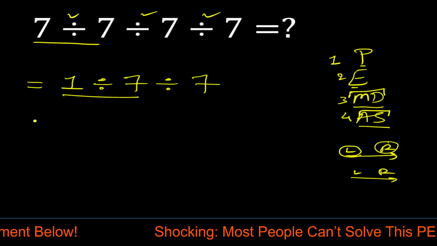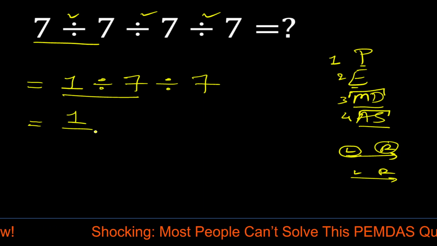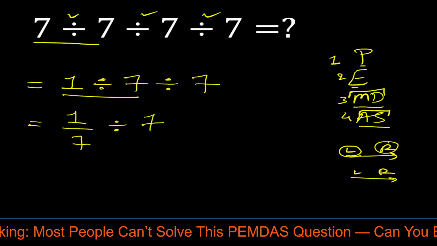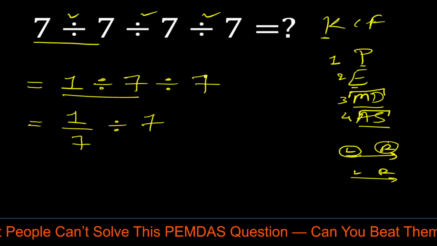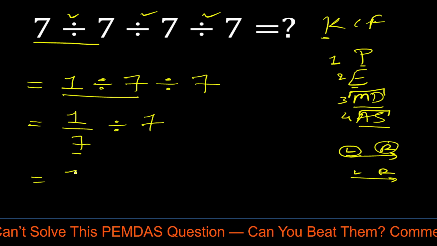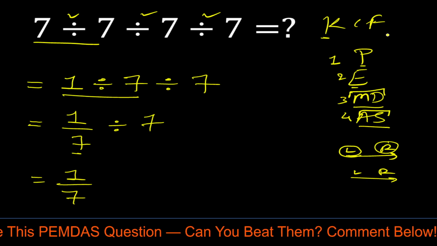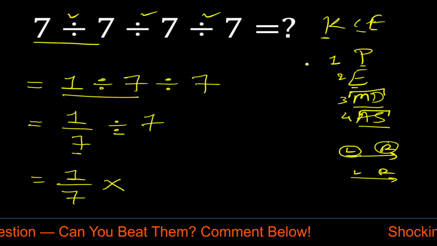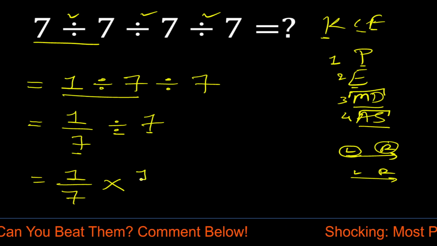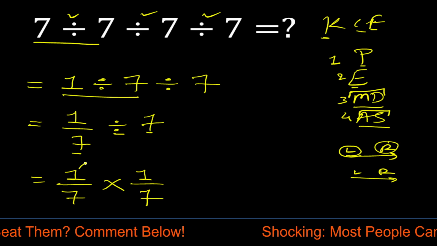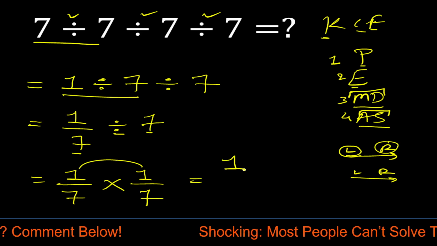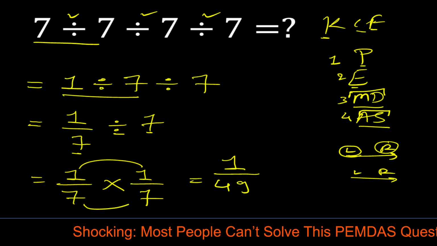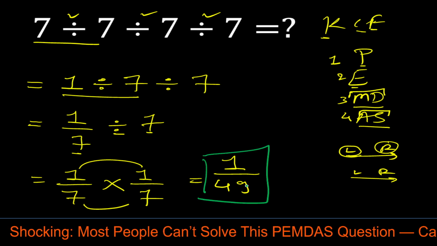Now 1 divided by 7 can be written as 1 upon 7 divided by 7, right? Now according to KCF rule, K means keep this first fraction 1 upon 7 as it is same. Then C means change this sign from division to multiplication. Then F means flip this second 7 is equal to 1 upon 7. Now 1 times 1 is equal to 1 and 7 times 7 is equal to 49, right? So the correct answer is 1 upon 49.